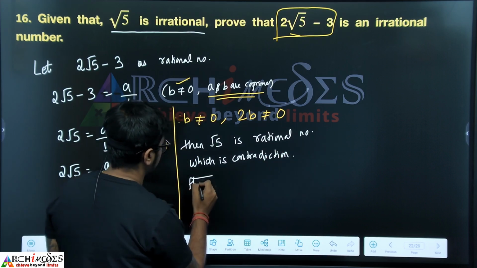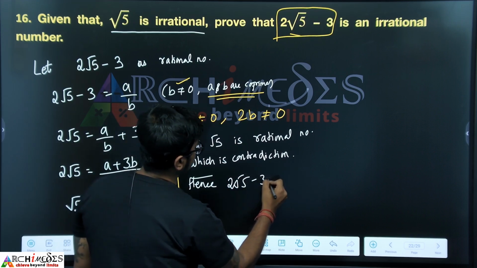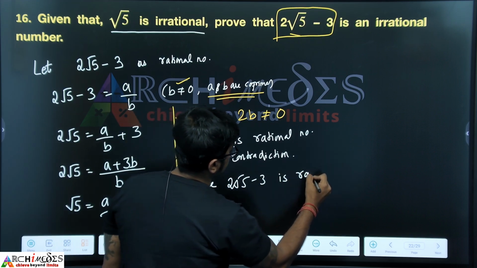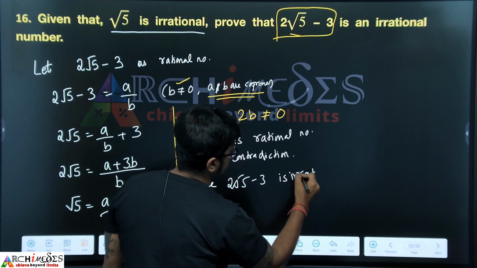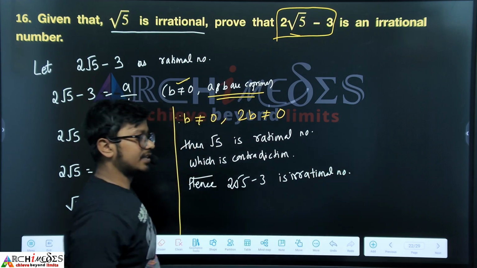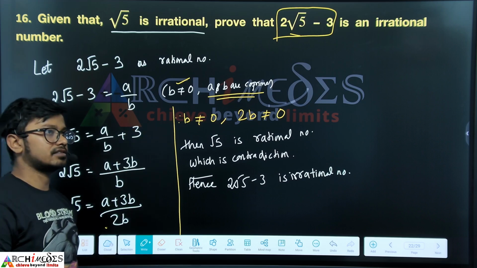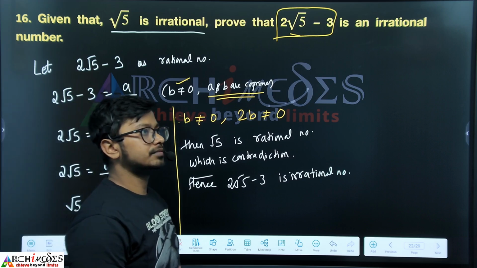Hence, 2√5 minus 3 is an irrational number. So whenever you have to prove any number is irrational, you always apply this method. Always apply the contradiction method. Clear? Assuming it rational, you'll definitely find some contradiction. Any doubt?